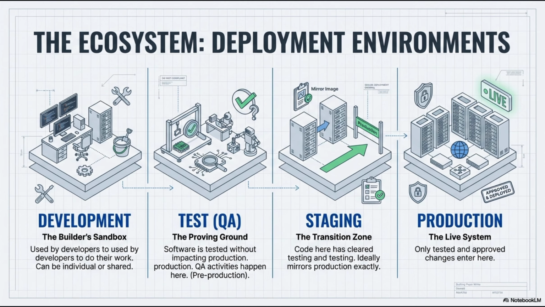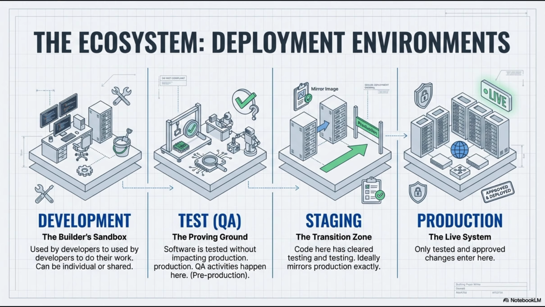Now, the ecosystem of development environments includes development, test, staging, and production. Development is where they build it. That's the environment where the developers can build and do their work. They can either be individual or shared, usually it's a mix of both. Then we have test, which is the quality assurance, where they prove the software so they can test it without impacting the production. So this is pre-production.